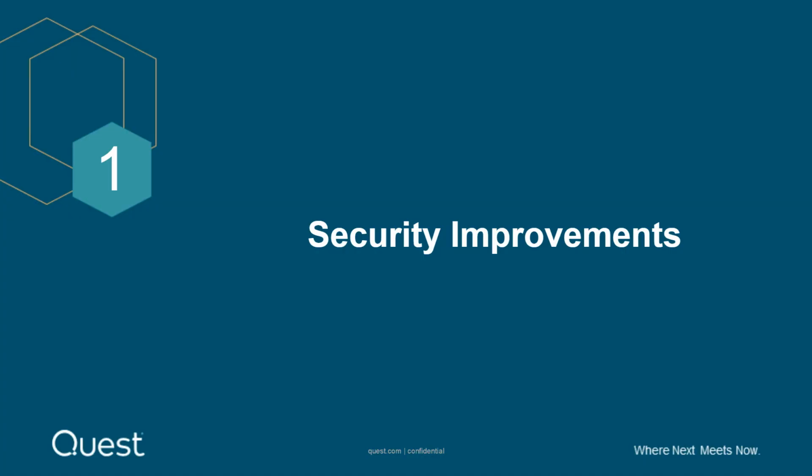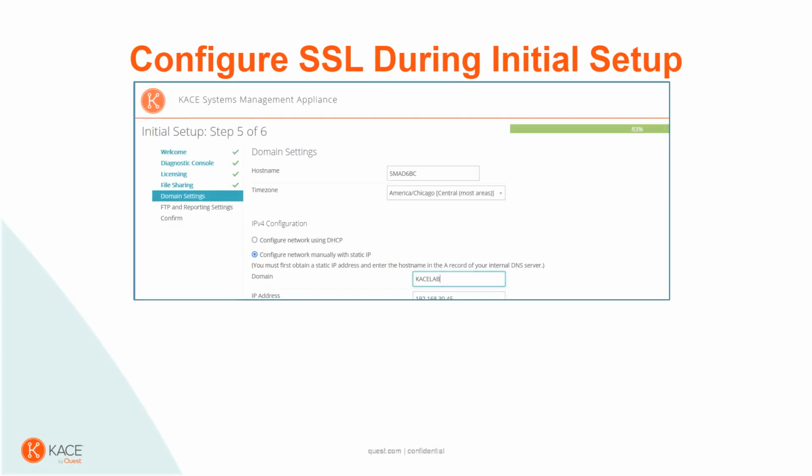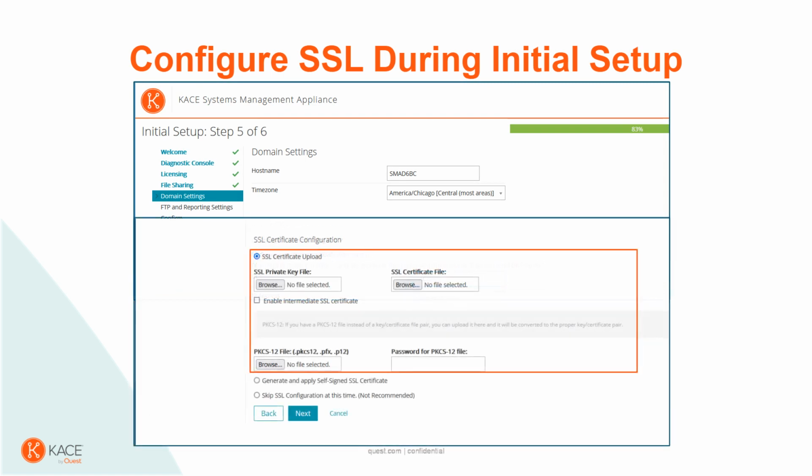First, we will look at security improvements made to KACE SMA version 12. It is now possible to enable SSL during initial setup. Simply upload the private key and SSL certificate. If an intermediate certificate is necessary, simply select Enable Intermediate SSL Certificate and upload the appropriate file.